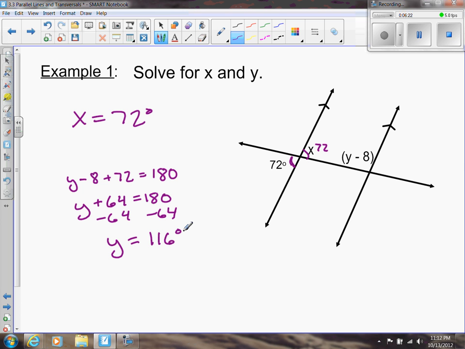Hold on. 72 plus 116 does not add up to 180. Oh, but y is 116. So the angle's not 116, excuse me. That would make the angle 108. So 116 minus 8 is 108. 72 plus 108 does add up to 180.